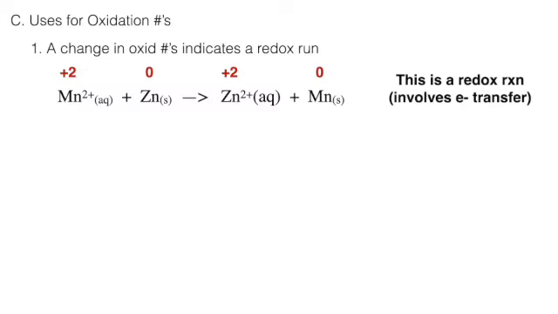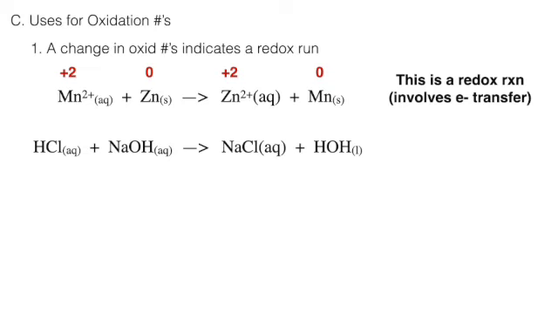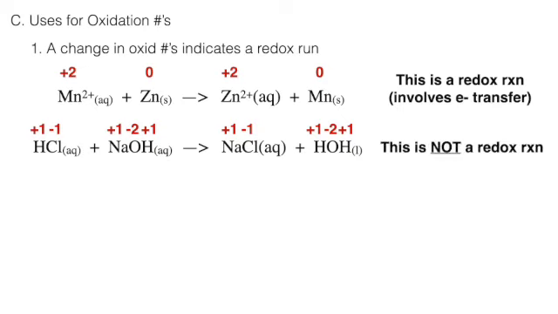What does that mean? That means electrons are being transferred. Somebody's throwing away electrons, somebody's gaining electrons. Okay, as opposed to this one, look at this. When you assign all of those numbers from reactants to products, nothing's changed. H is H. There's plus 1 on both sides. Cl is negative 1 on both sides. Nothing's changed. That is not a redox reaction. It does not involve electron transfers. Okay, that's the first use.